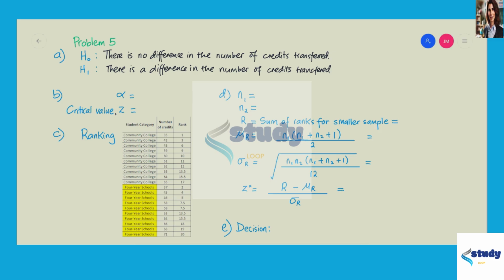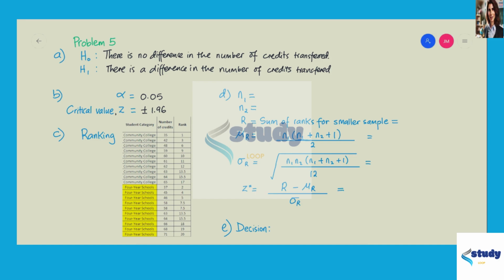Next, we are going to give the critical value of Z, and in our case, since the level of significance is 0.05, the critical value will be plus or minus 1.96. After that, we're going to give the ranks for the two categories of students. So these are the ranks for the community college students, and these are the ranks for the students who attended a four-year college program and transferred after 2 years.